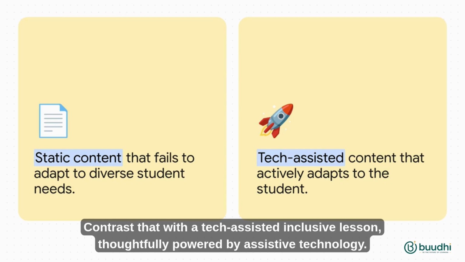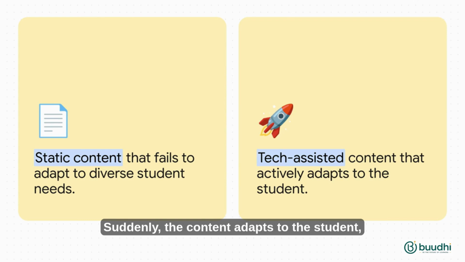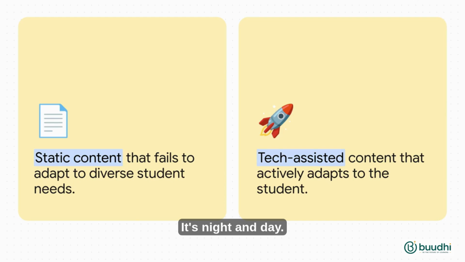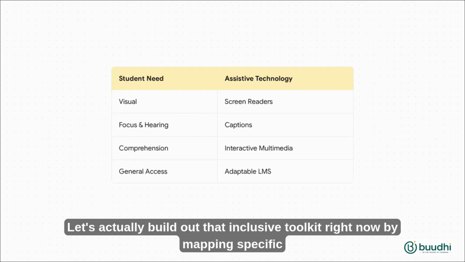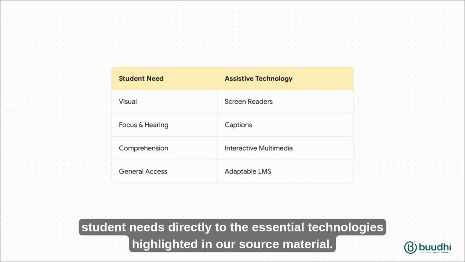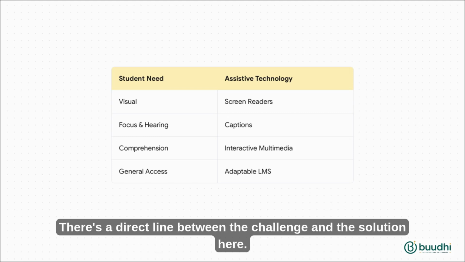Contrast that with a tech-assisted inclusive lesson, thoughtfully powered by assistive technology. Suddenly, the content adapts to the student, rather than forcing the student to adapt to the content. It's night and day. Let's actually build out that inclusive toolkit right now by mapping specific student needs directly to the essential technologies highlighted in our source material. There's a direct line between the challenge and the solution here.